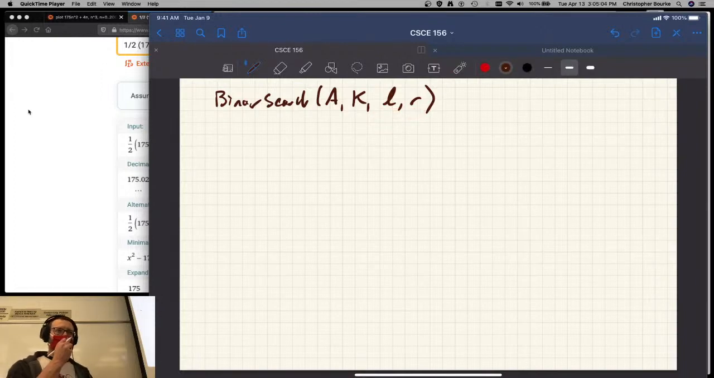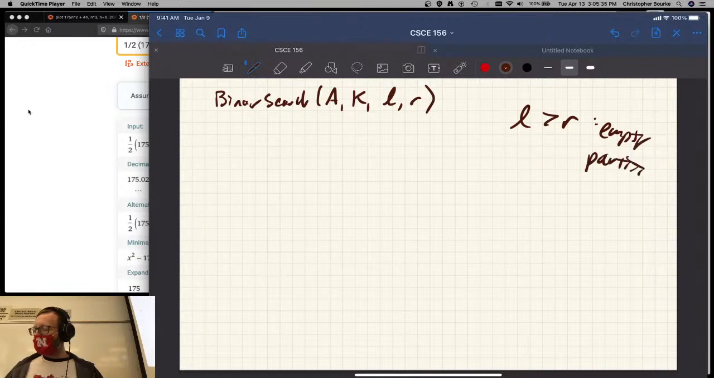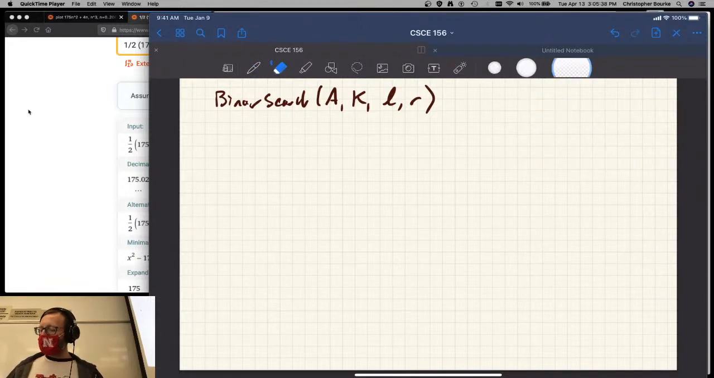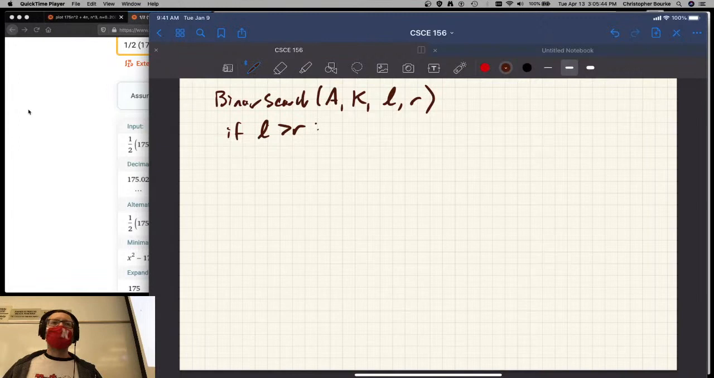When you're writing recursive functions, what's the very first thing that you should do? Base case, good. L and R, they're moving in on each other. Eventually, they may be equal to each other, in which case, that's the middle element. I still need to check it. But on the next recursion, what's going to happen to my fingers? They're going to go opposite of each other. If L is greater than R, then that's an empty partition. And that's when I want to stop. So if L is greater than R, I stop the recursion.